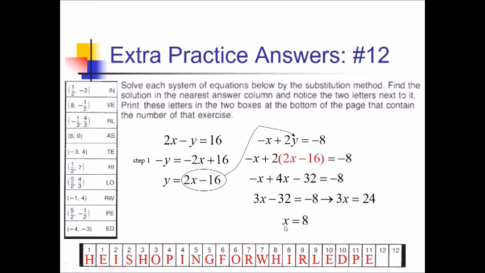All right, now let me plug this back in. This equation right here where I isolated y seems like a pretty good spot. So let me put the 8 in right here for this x. So I've got y equals 2 times 8 minus 16. 2 times 8 is 16, so if I subtract 16, then y just equals 0. So then I end up with 8 comma 0 for that answer. And looking at my answers, this last one here, AS, that's what matches up with 8 comma 0. So spot 12, we have an A and an S. And in a moment, we're going to see what this all spells out.